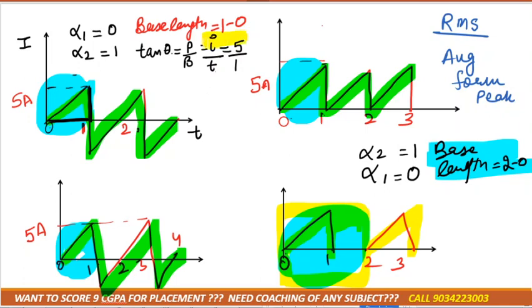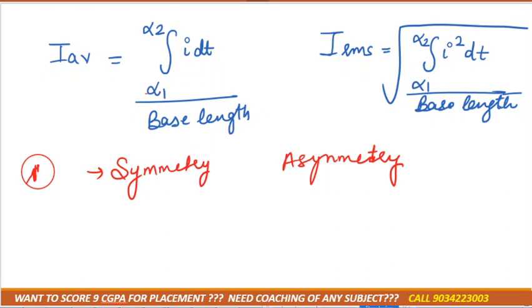So if we see only this portion, I by t is equal to 5 by 1. Can we get the value of I? I is equal to 5t. Yes or no? So now we have all the values. We have the base length, alpha 1, alpha 2, and I. We just now need to substitute the values.